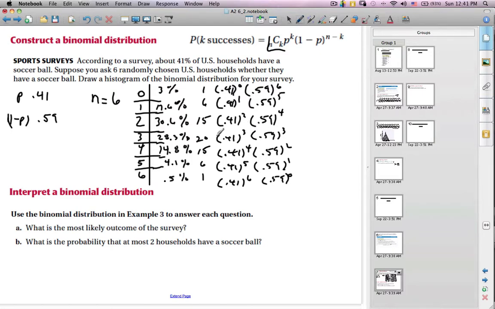Okay, so I finished out my table, and you can see that the probability of there being 4 households with soccer balls is 14.8%. 5 soccer balls is 4.1%. And all 6 houses having a soccer ball is 0.5%. Now we want to interpret what we've got.